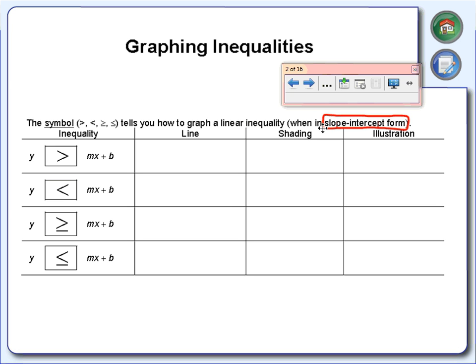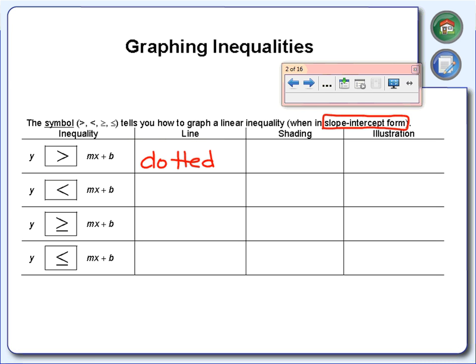All right, so let's start with the line. What kind of line do we have for each one of these examples? So if you look at this first example, they give me a greater than symbol. Anytime I see a greater than symbol with no equal sign on it, then we should be using a dotted line. So in that first box, put down dot. That's the kind of line we would use for this particular inequality.